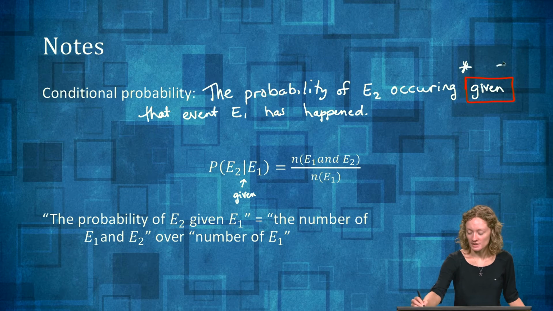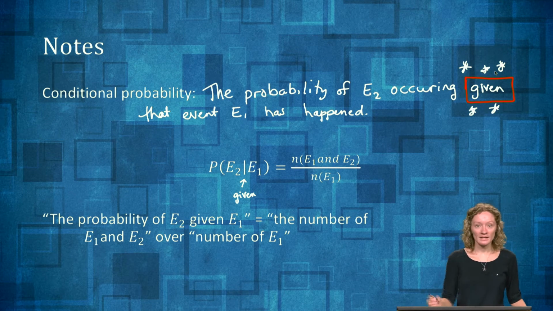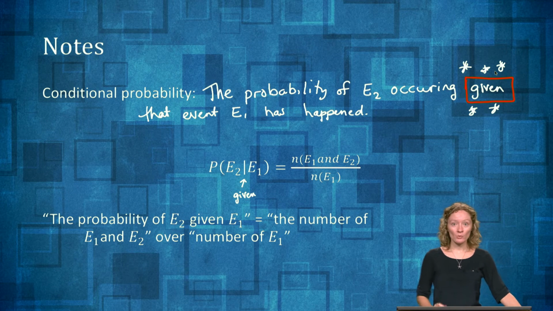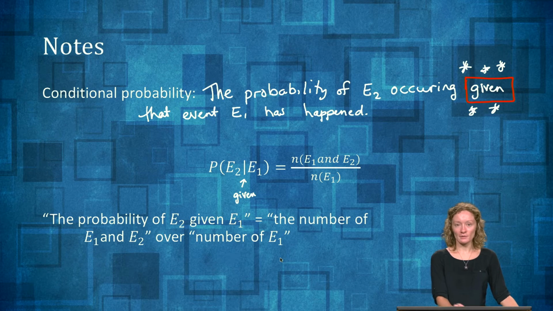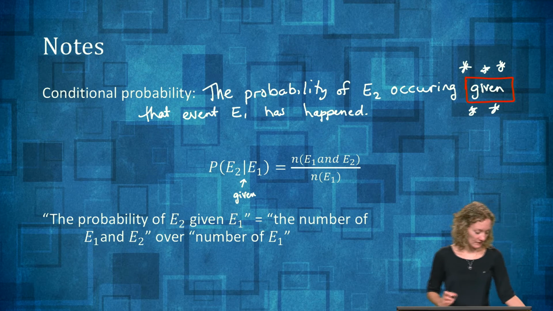I cannot stress enough how important this word given is. This is what indicates to you that you have more information, and so you're not necessarily looking at the entire picture. Again, the translation of this formula, probability of E2 given E1, or the number of E1 and E2 over number of E1. This formula does work, but it's really clunky and I'm not really a fan of it.